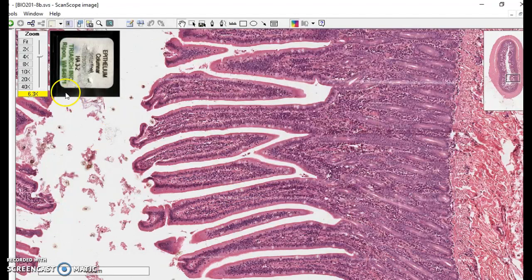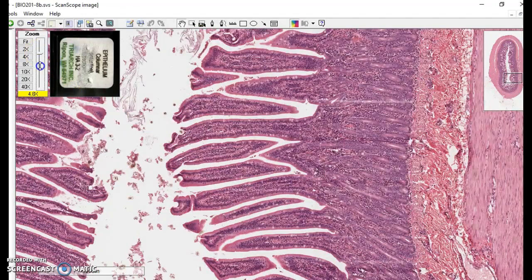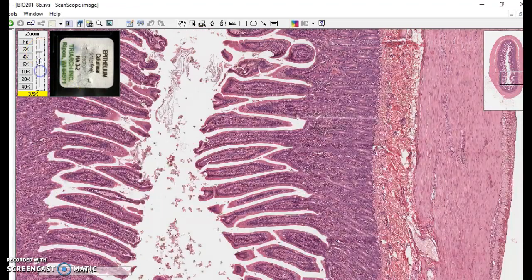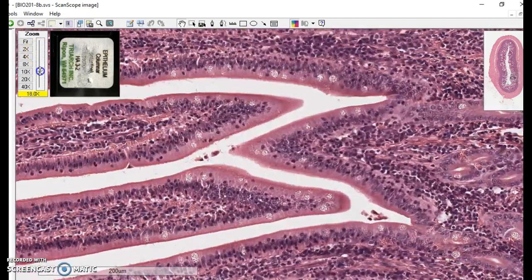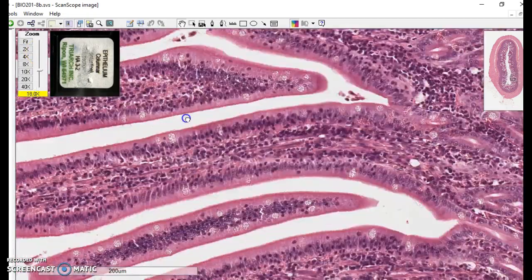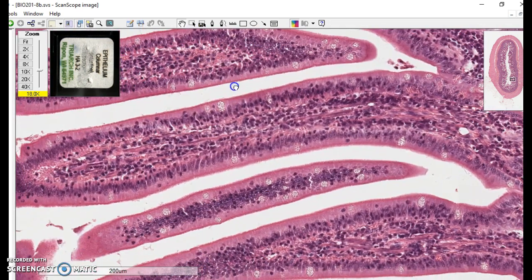So let's take a look in at these and see what this tissue looks like. Ooh, come on, it's not that hard to do. And ooh, that looks like a pretty good spot right there.